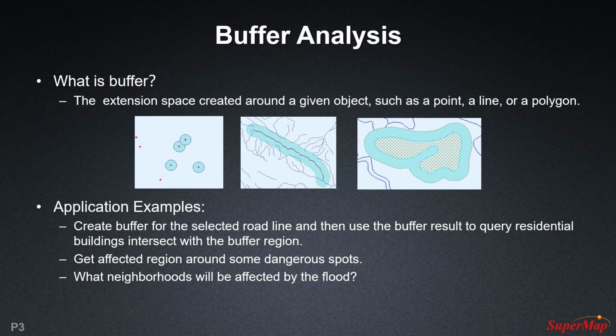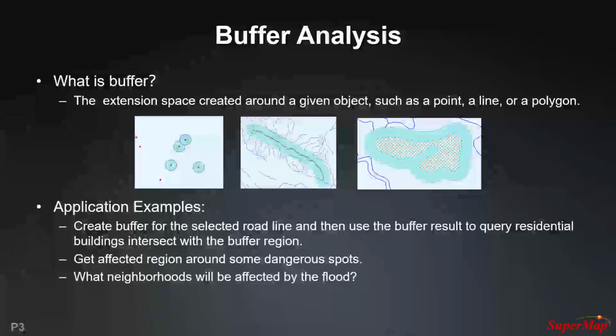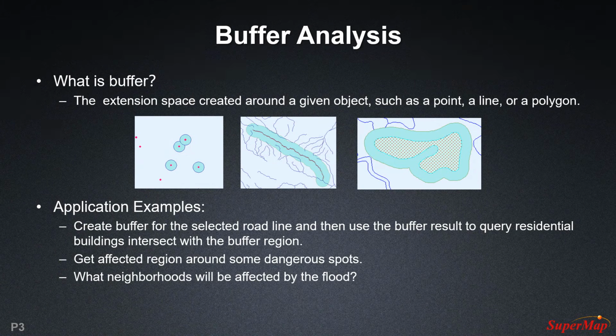Buffer analysis can be used to create single buffers or multi-buffers. Some examples include creating a buffer for the selected road line and then using the buffer result to query residential buildings that intersect with the buffer region, so that we can find out which buildings will need to be altered or removed altogether. Second, to get affected regions around some dangerous spots to answer some public safety concerns. And finally, also for public safety, what neighborhoods will be affected by floods?